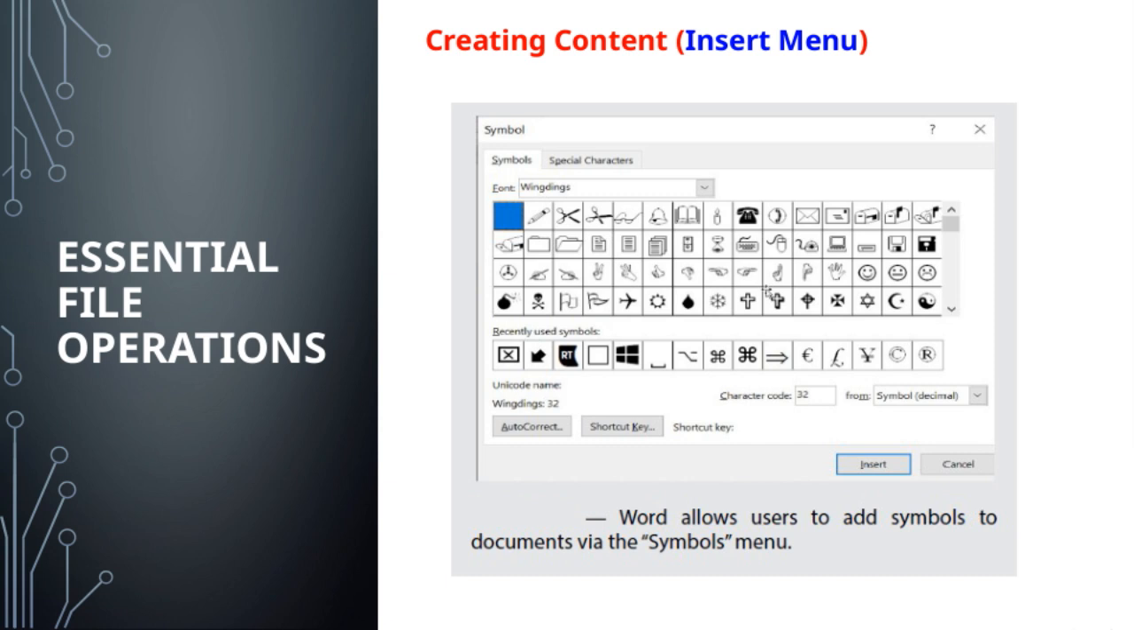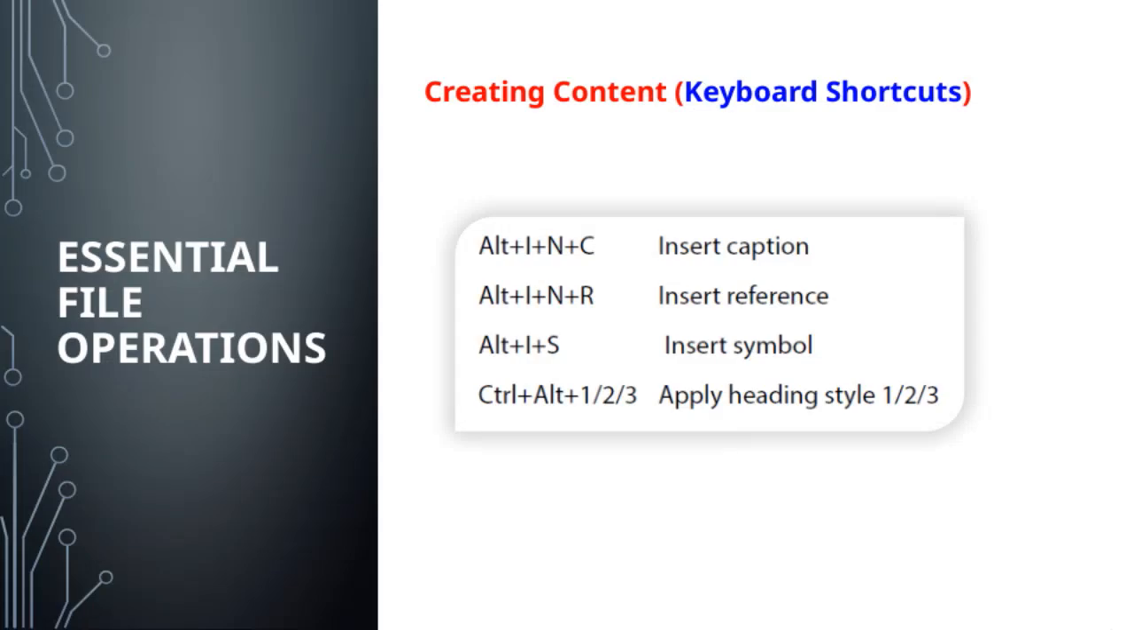Let's talk about creating content using keyboard shortcuts, which can really speed up your workflow. First, we'll look at essential file operations that are fundamental when managing your projects. These shortcuts help you quickly save, open, or close files without interrupting your creative process. For example, pressing Ctrl+S saves your current work instantly, saving you time and preventing data loss.